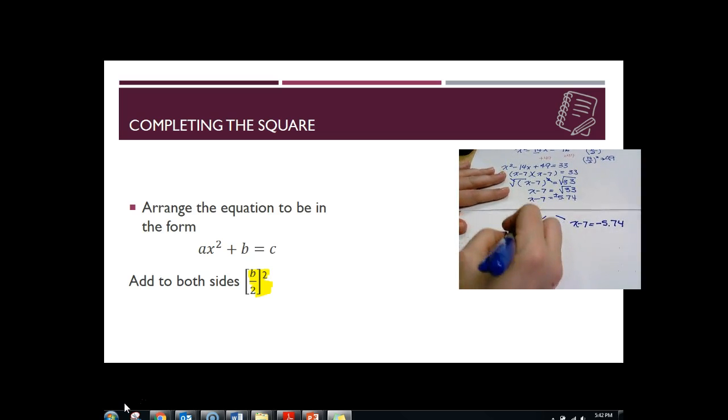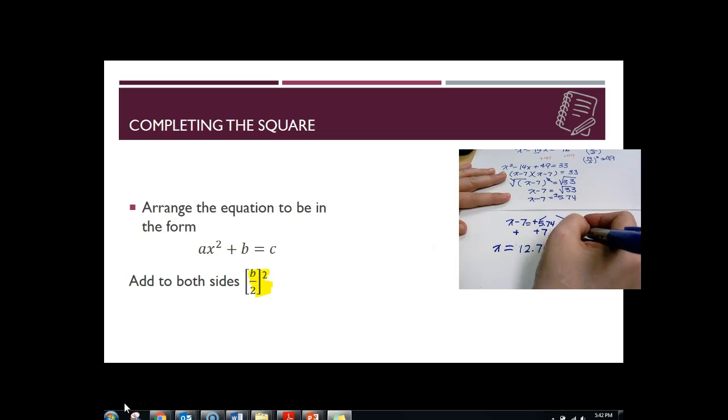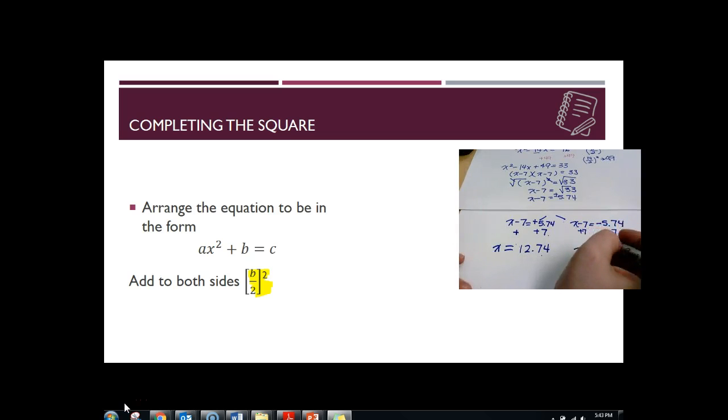So when I do this, I'm going to add 7 to both sides, and I should end up on this left side with x equals 12.74, and on the other side I'm going to add 7 again, and I should end up with x equals a positive 1.26.